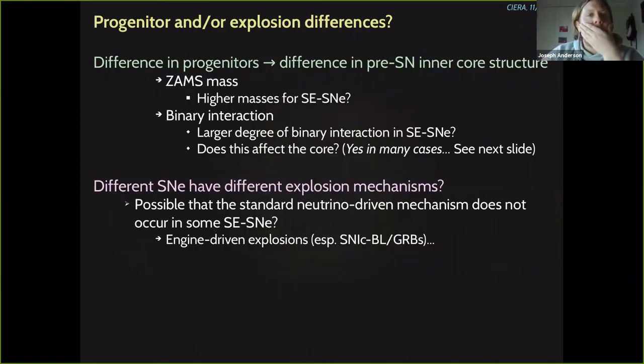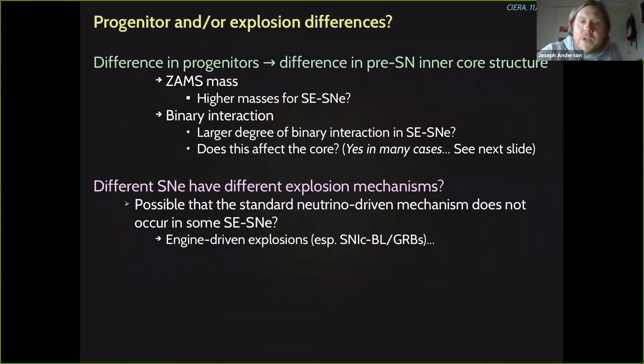So, in my opinion, this is not a systematic in how we're modeling these. It's not dominated by systematics in observations. Therefore, this implies maybe differences in progenitors, a difference in the pre-supernova inner core structure. So does this mean higher mass progenitors, higher zero-age main sequence mass progenitors, produce these supernovae? Possibly. And there is some evidence from explosion models that suggests more massive progenitors produce more nickel, although it's not a one-to-one correlation at all.